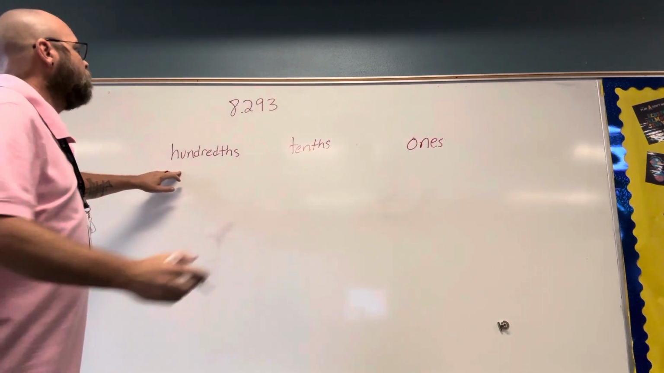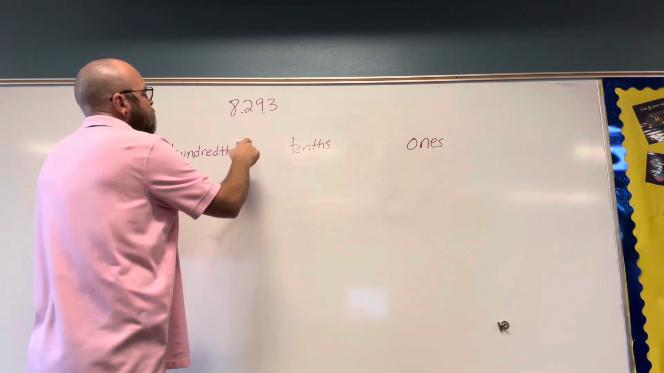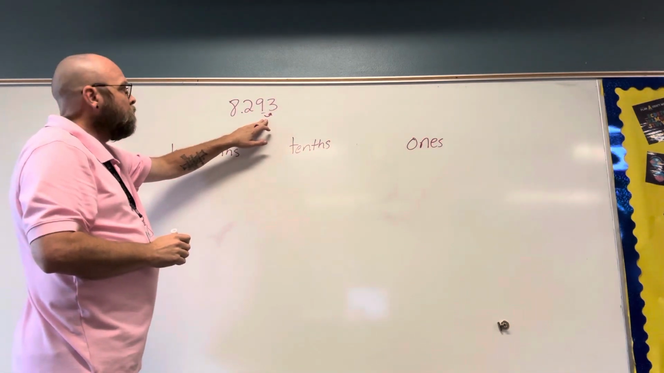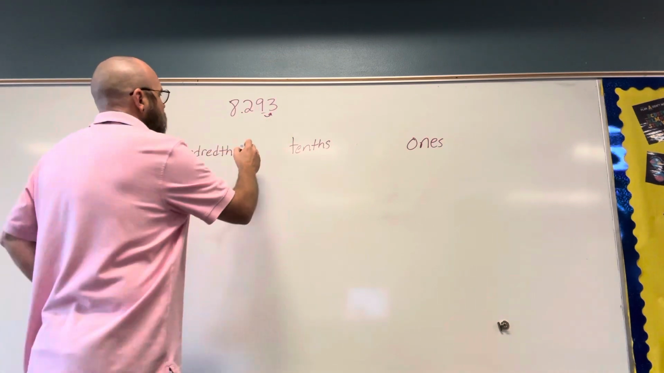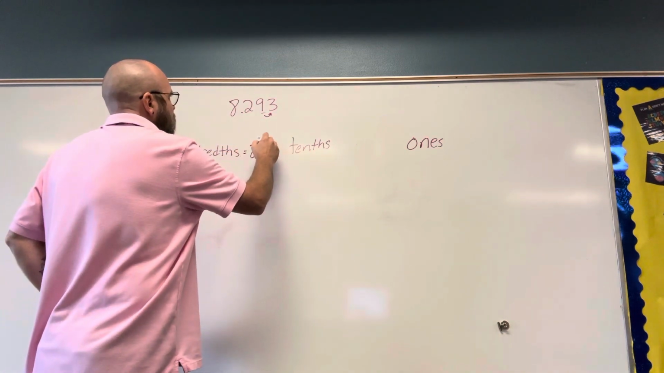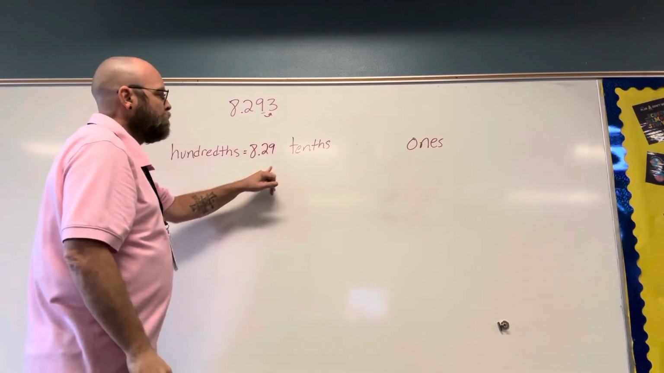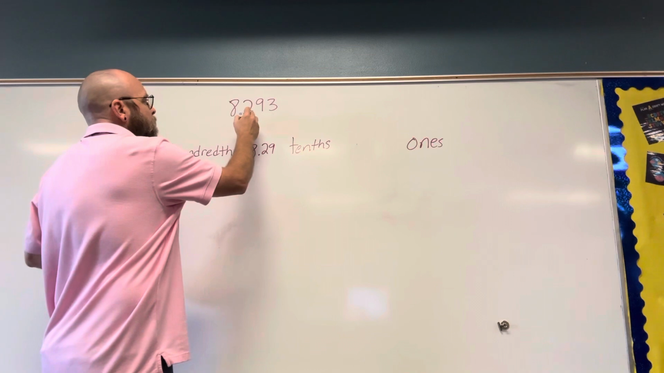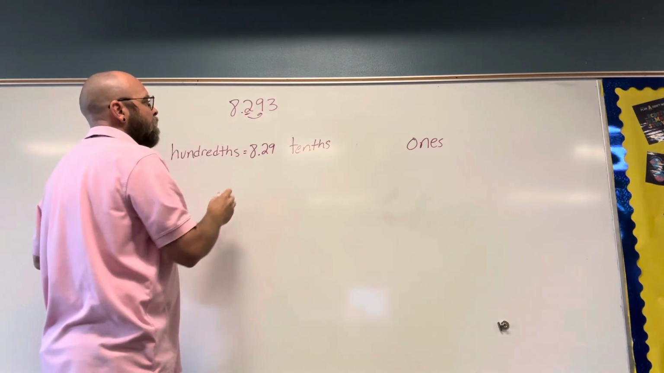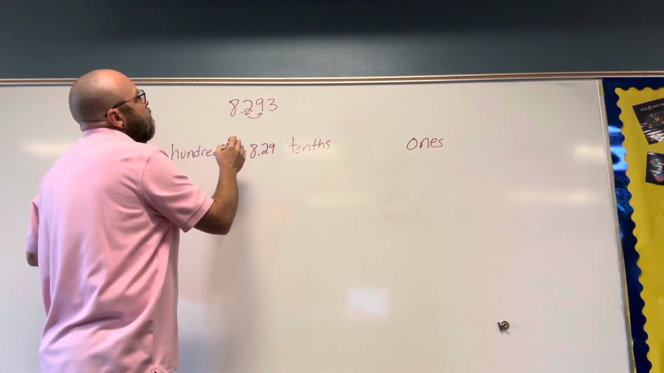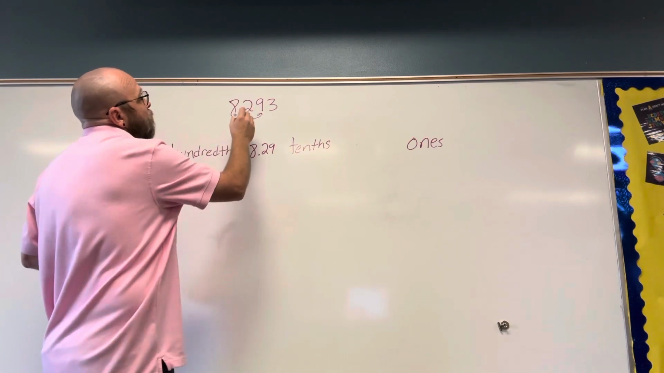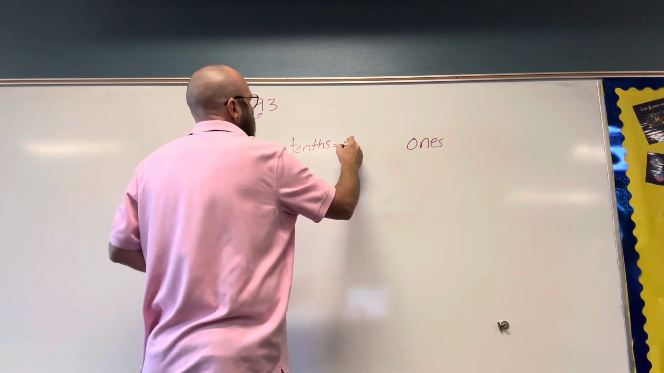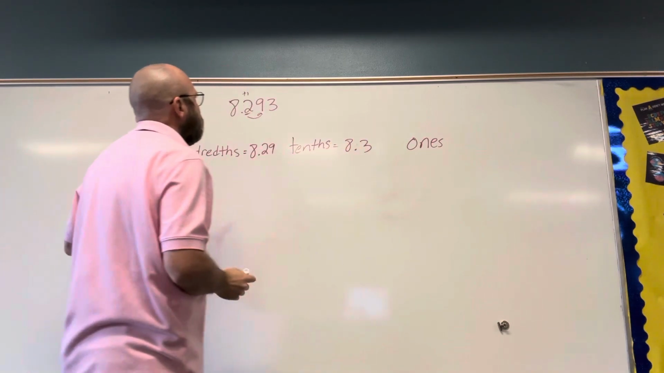All right, so the hundredths. The 9 is in the hundredths. I look behind the 9. The number behind the 9 in the thousandths place is a 3. So my number here is going to be 8 and 29 hundredths. The tenths. The 2 is in the tenths place, so I look behind it in the hundredths place. The number behind it is a 9, so that's 5 or greater. So I would add 1 to my 2, and I'm going to get 8 and 3/10.